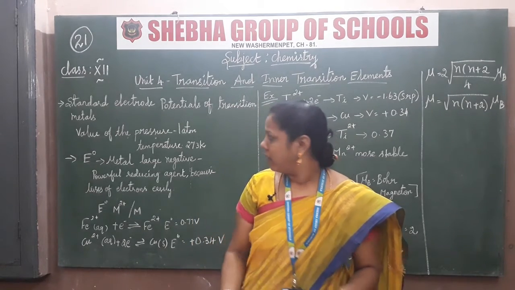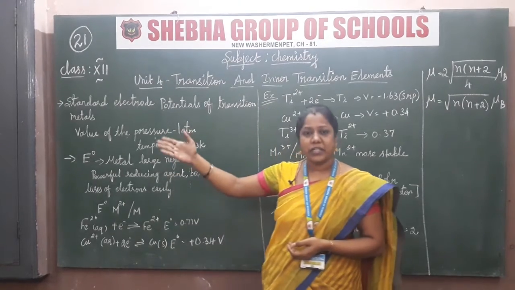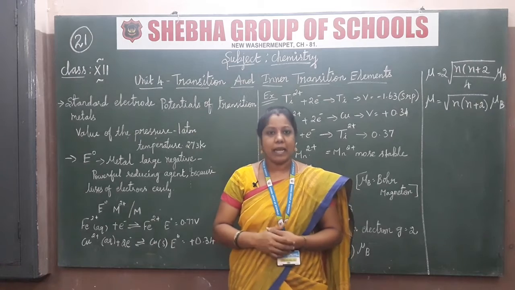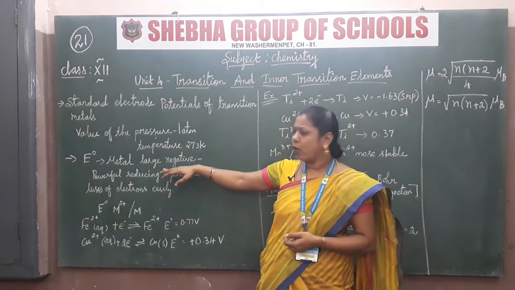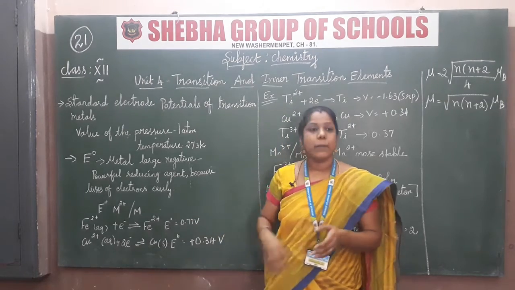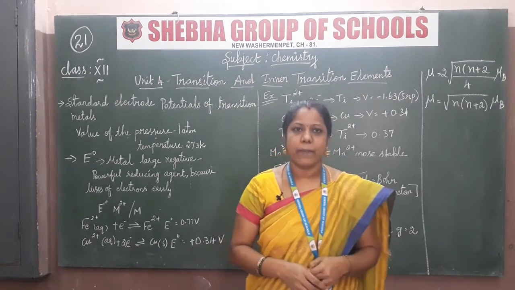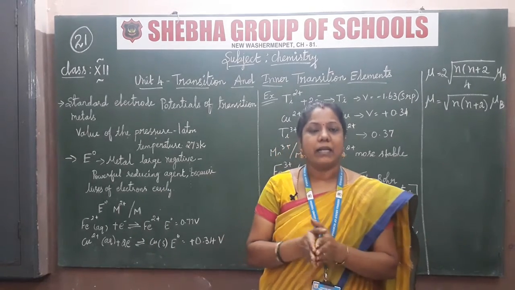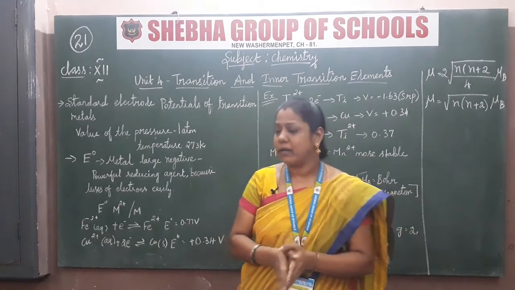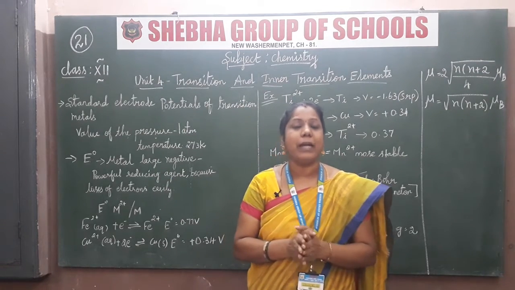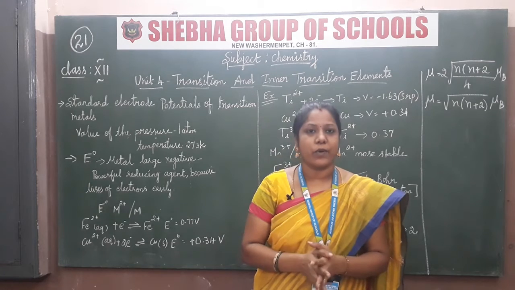And the standard pressure is 1 atmospheric pressure and the temperature is 273 Kelvin. Moreover, the metal has large negative values. Why? Because it's a powerful reducing agent, and the loss of electrons also happens. When loss of electrons happens, it's automatically a powerful reducing agent. So these are the main properties of the electrode potentials.